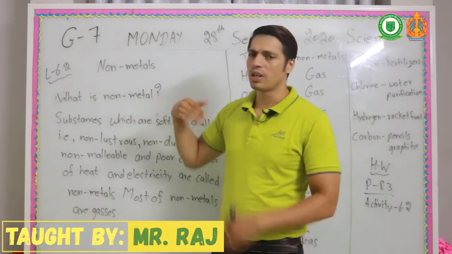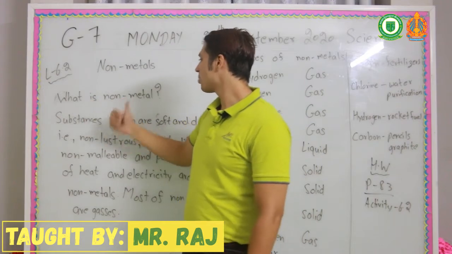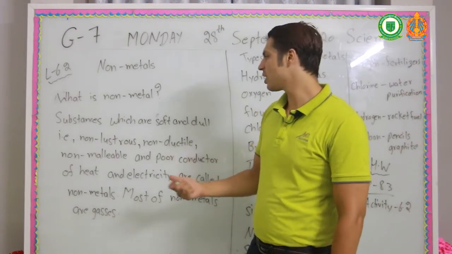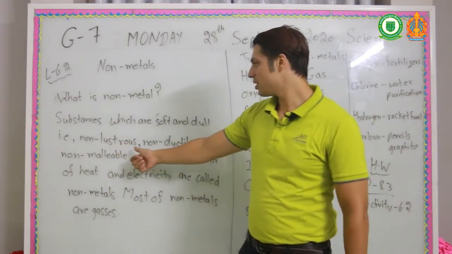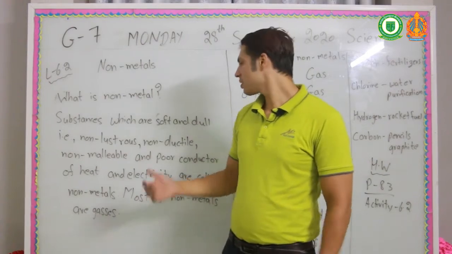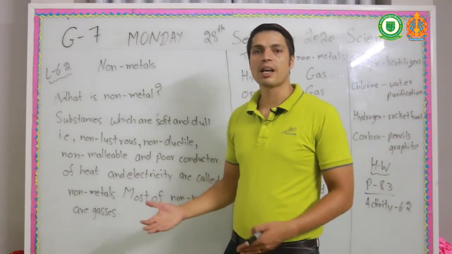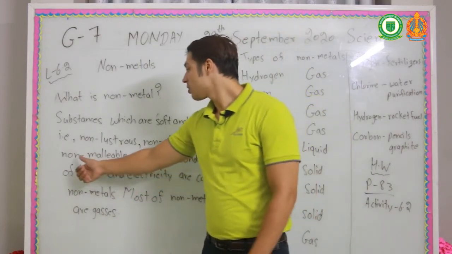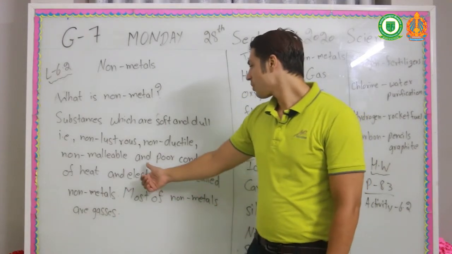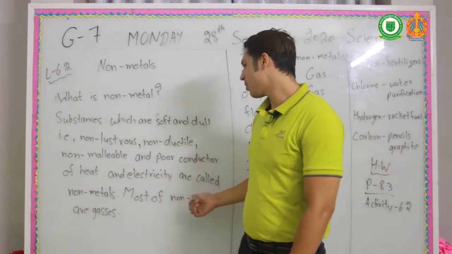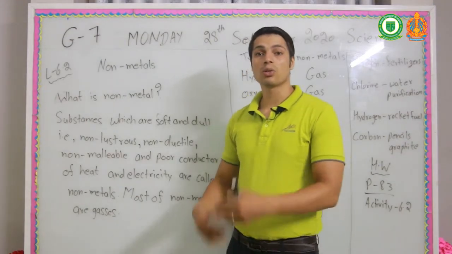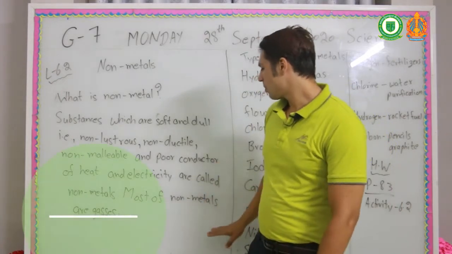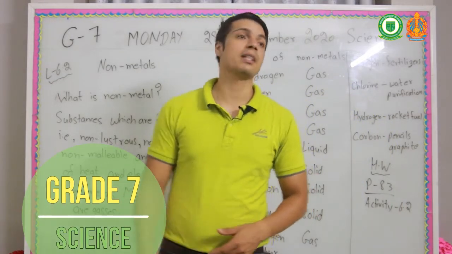So non-metals, we're learning about non-metals. So what is a non-metal? Substances which are soft and dull. So non-metals are soft and dull. They are non-lustrous, like no shiny surface, non-ductile, so they cannot be stretched or hammered to make any shapes, non-malleable, and poor conductors of heat and electricity are called non-metals. So they do not conduct, they are poor conductors of heat and electricity. Most non-metals are gases.